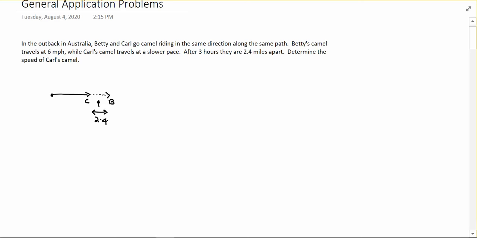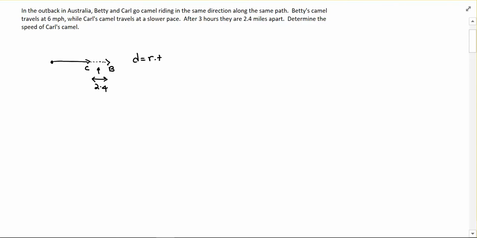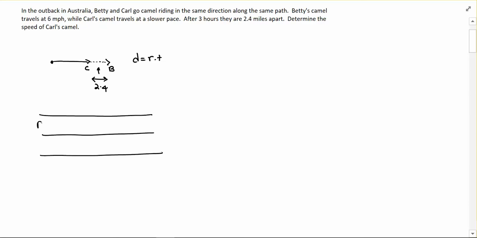Now, this is one of those things where things are moving, so we're going to use the distance, rate, time idea, and for those problems we usually set up a table. Along the rows we'll put Betty and Carl, and then we'll write the information we know about each of these and see if we can set up an equation. When you set up a table, if you label the table carefully, you don't have to use let statements. The table will speak for itself. So distance, rate, time.